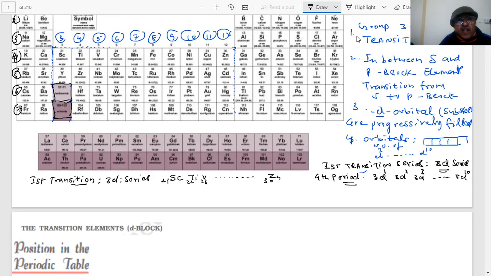These are the elements of the d block, students. Which period is this? This is the first transition 3d series, fourth period. And if I say the group numbers, this is group 3, 4, up to group 12. So students, the first series of transition elements starts from scandium, atomic number 21, to zinc, 30. Now the second transition series.